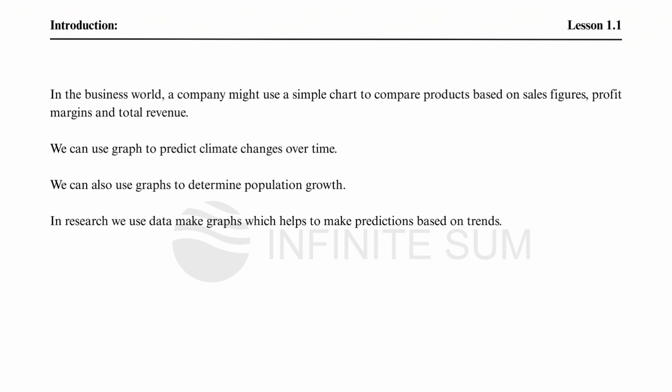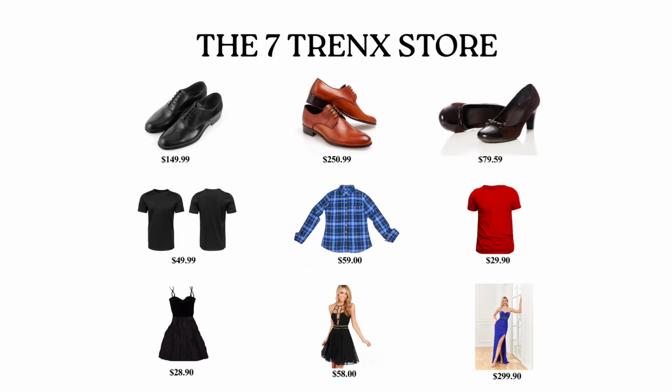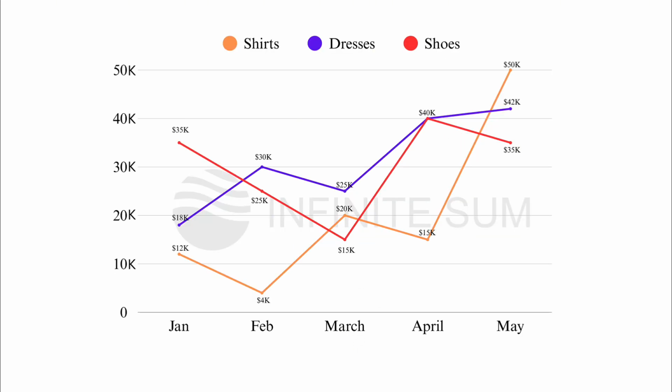So in the introduction, let's look at a very simple scenario. Let's say, for example, a business that sells products. For example, they sell shirts, dresses, and shoes. Now, at the end of the month, this company needs to come up with their profit margins, the total sales, and revenue. So this is where the company can use a graph to estimate or make predictions whether they are making losses or profits.